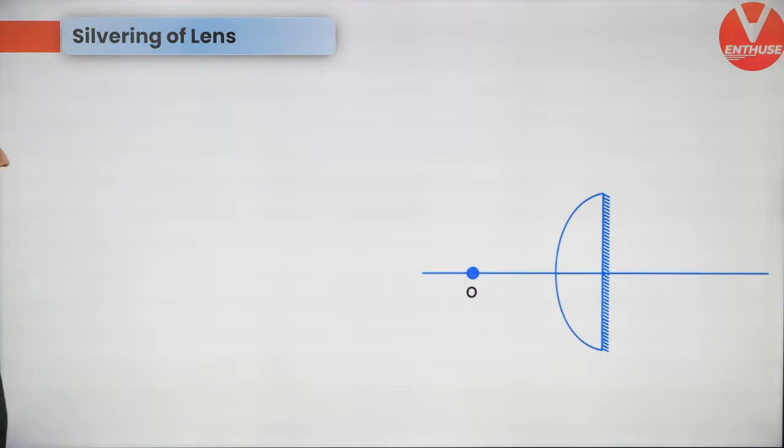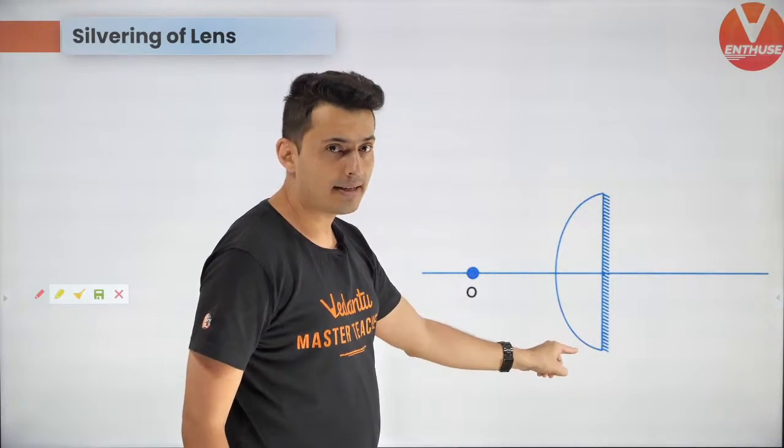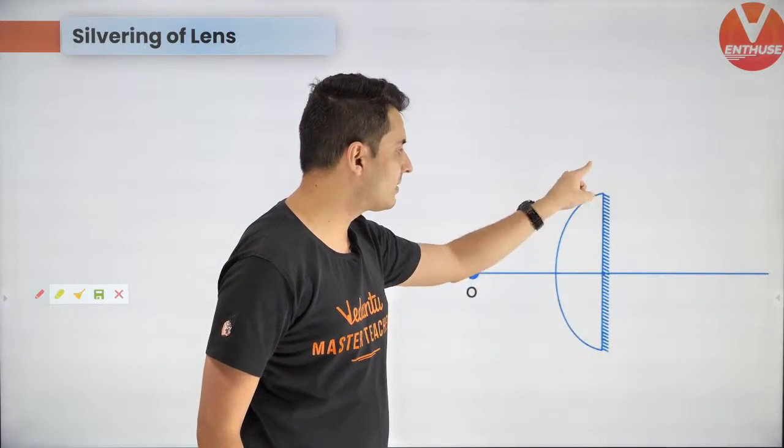So just imagine, for example, this is a plano-convex lens and the flat surface is silvered.